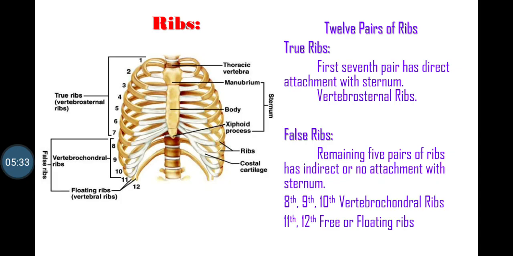The anterior ends of the 11th and 12th pairs of ribs are free. They do not have an attachment directly or indirectly to the sternum. Hence, these false ribs are named floating ribs.